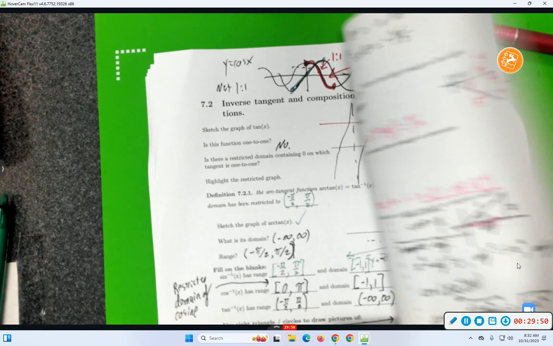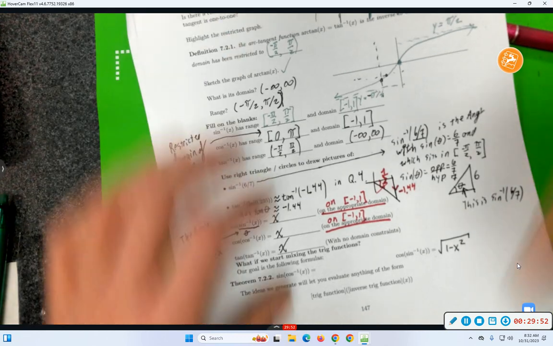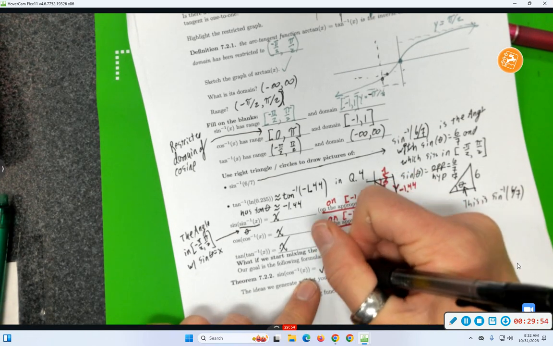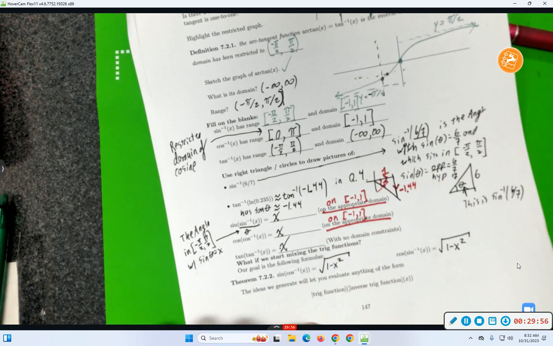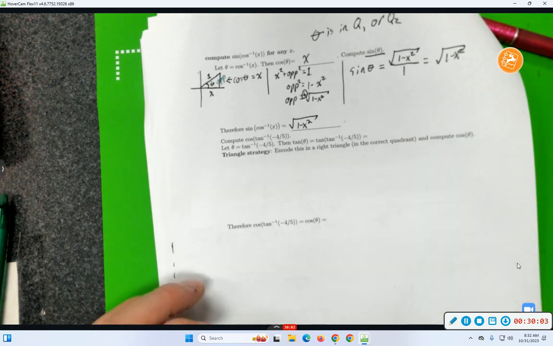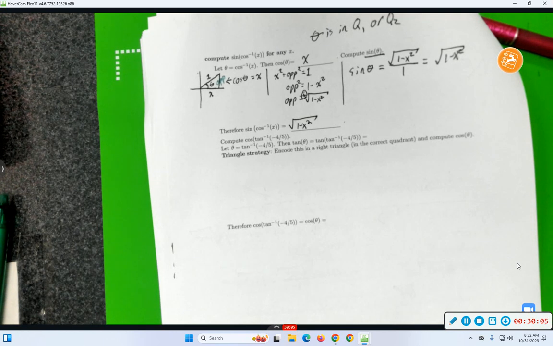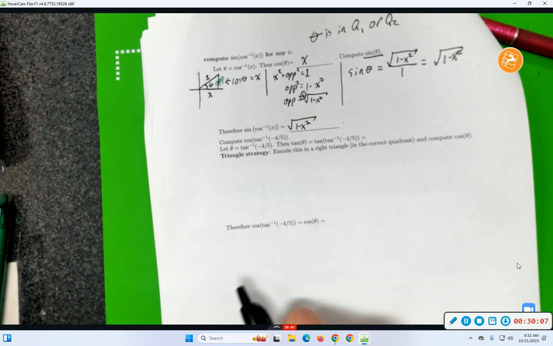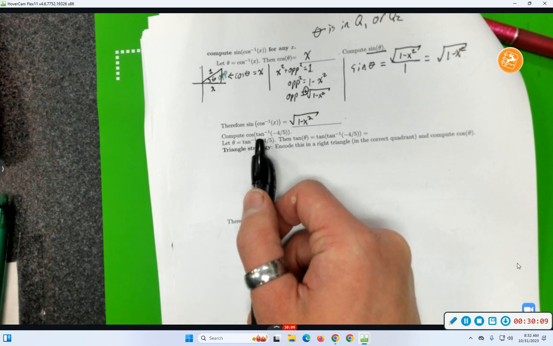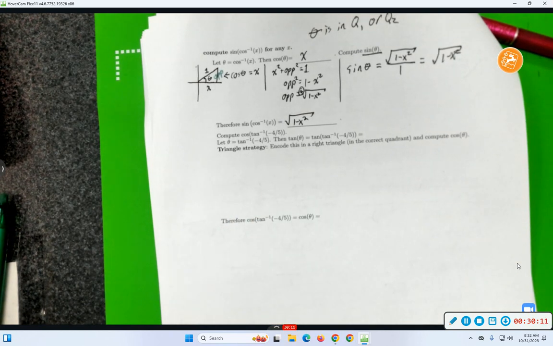Flip back to page 1. We now have formulas for the sine of the inverse cosine of x and the cosine of the inverse sine of x. Let's try to play a game like this. Same game. But let's try to compute cosine of the inverse tangent of an angle.